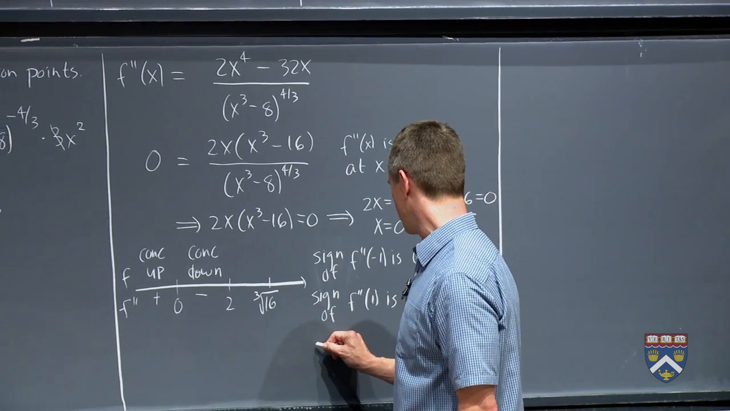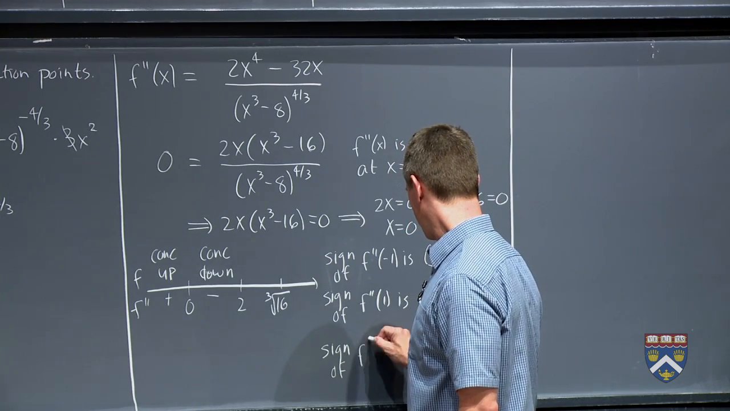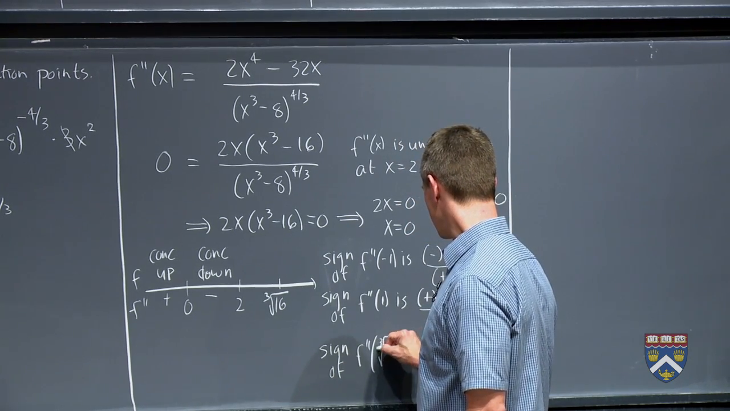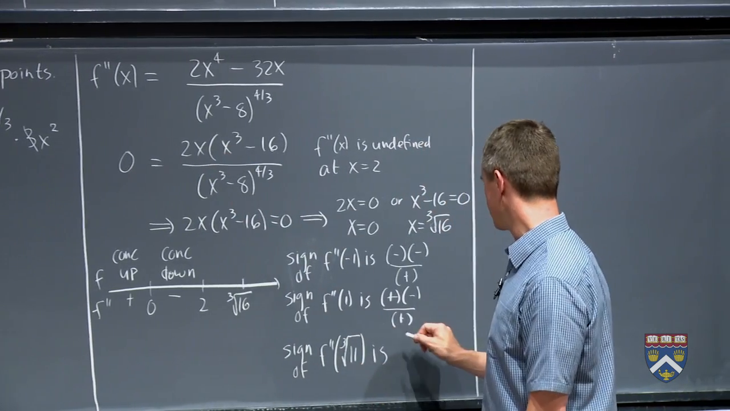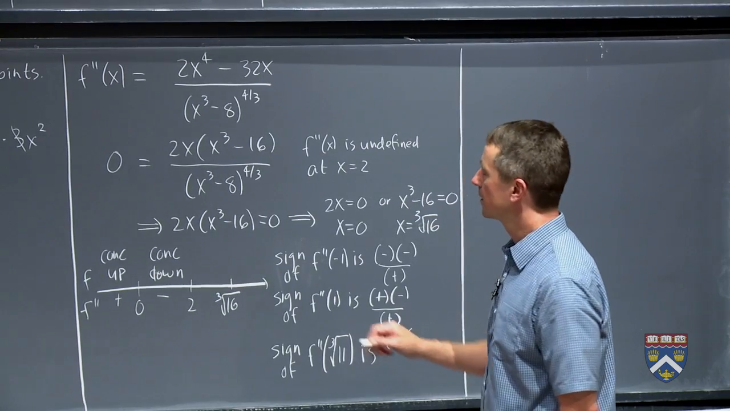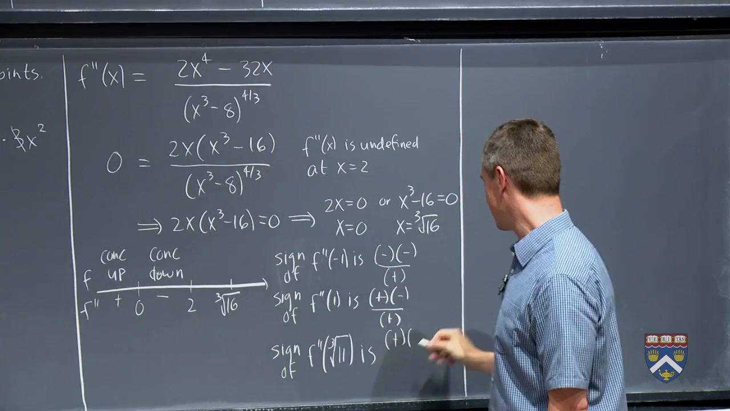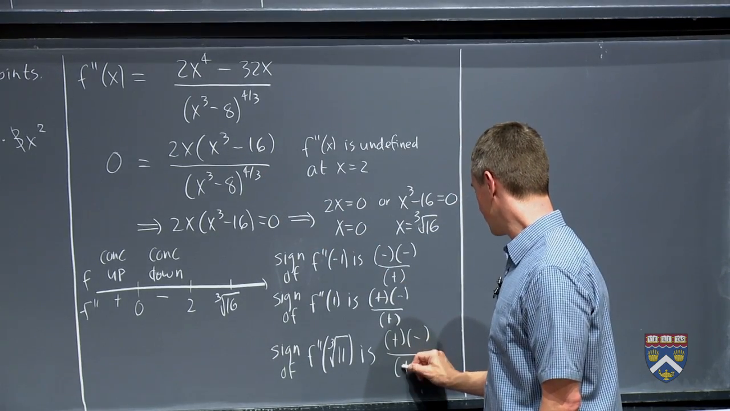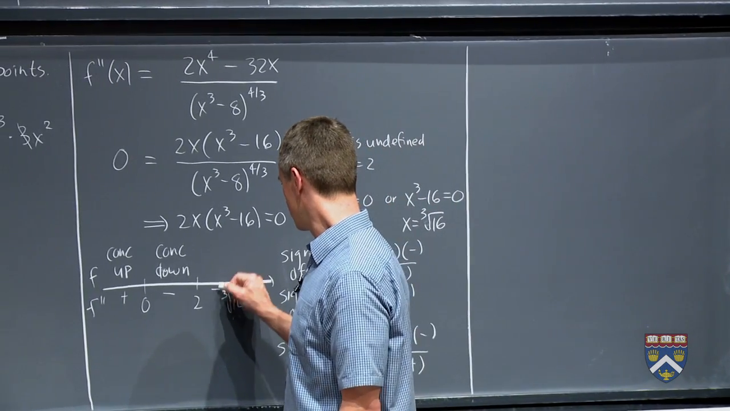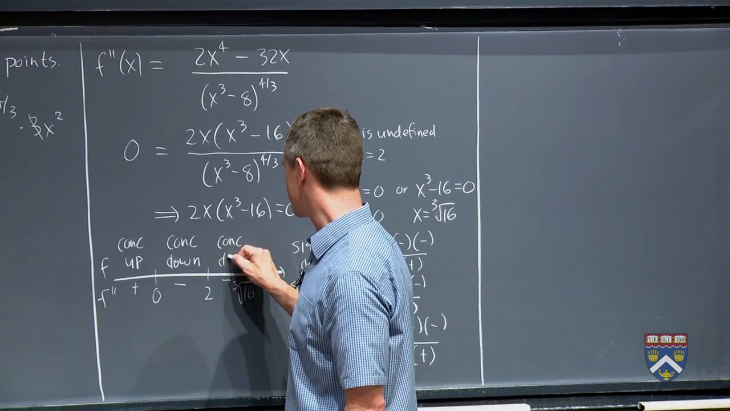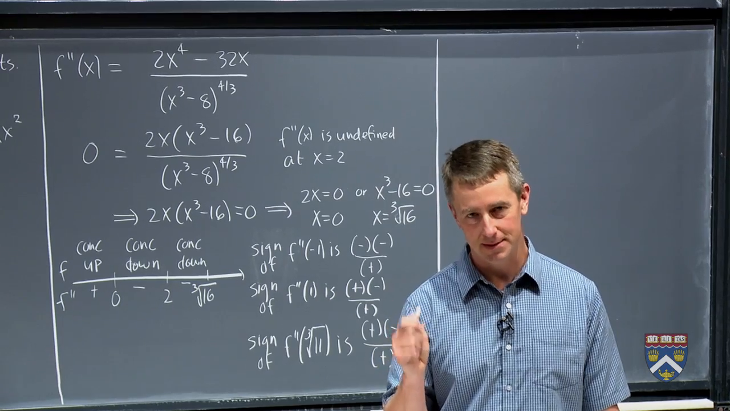Let's pick the cube root of 11. Well, 2 times the cube root of 11 is positive. If I take the cube root of 11 and I cube it, I get 11. 11 minus 16 is negative. And the denominator is always positive. So we get a negative over a positive, which is a negative. So we're concave down on both sides of 2. And 2 was a local minimum. Think to yourself now, what must that graph look like?